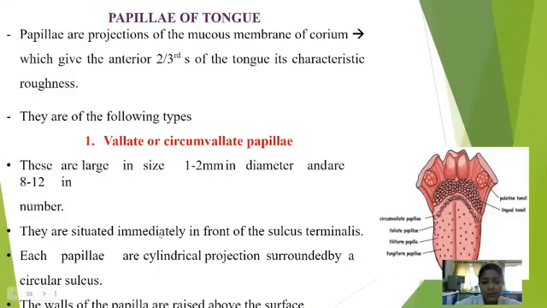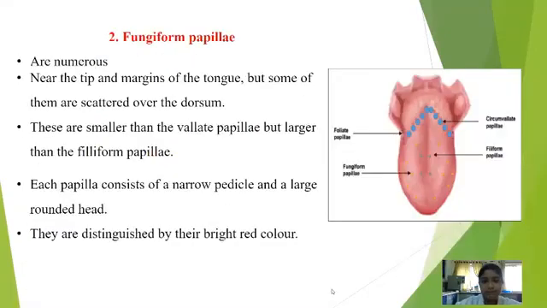They are situated immediately in front of the sulcus terminalis. This is the sulcus terminalis. Each papilla is a cylindrical projection surrounded by a circular sulcus. The walls of the papilla are raised above the surface.